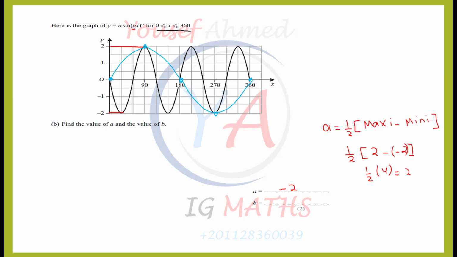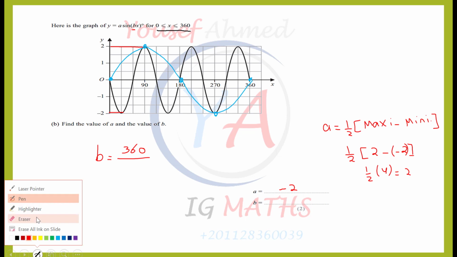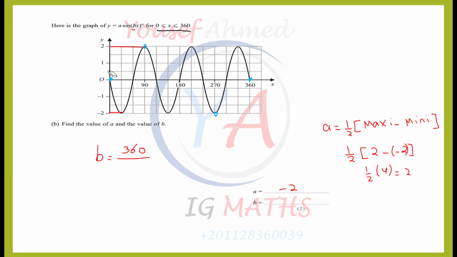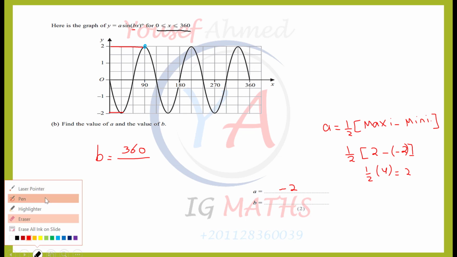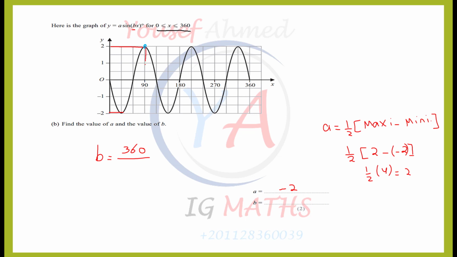For b, how to get b? As I mentioned before in the presentation, it's 360 divided by the distance between two maximums or two minimums. What I mean is the difference between the x coordinates of the maximums or minimums. Here we take just the x coordinate. This one is at 90 degrees, and the next one is exactly here.